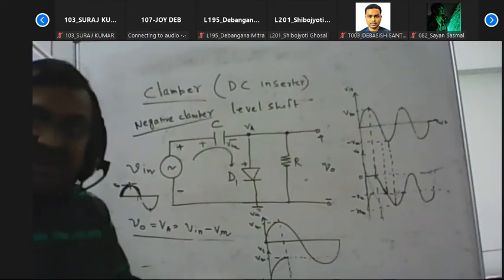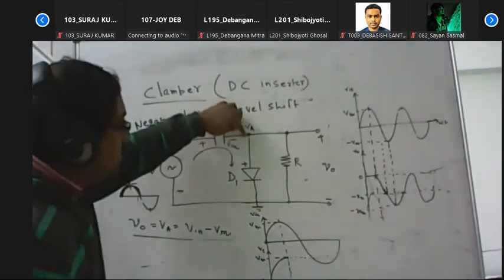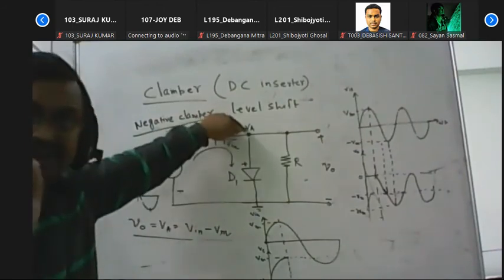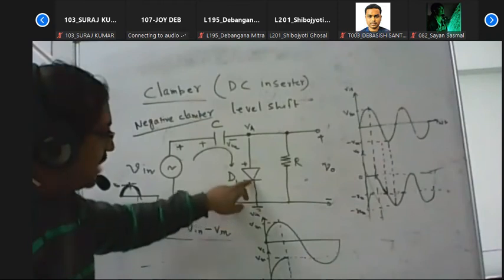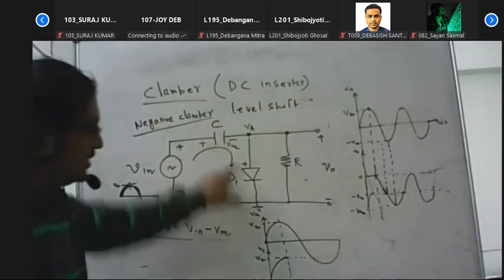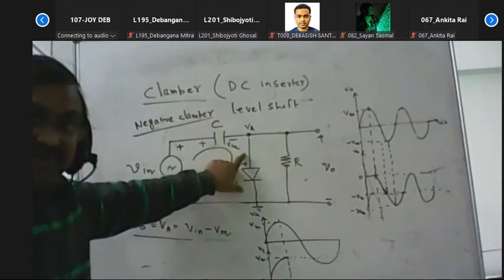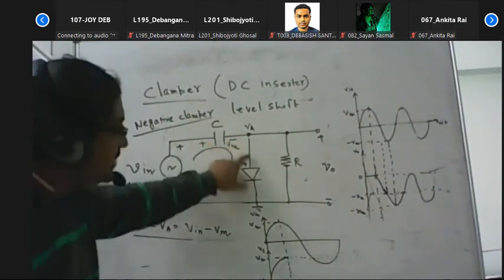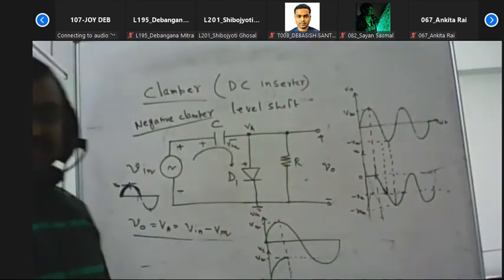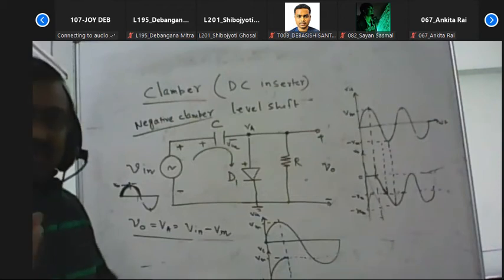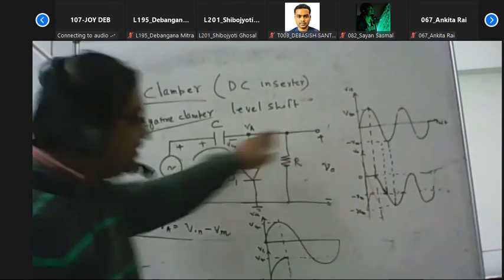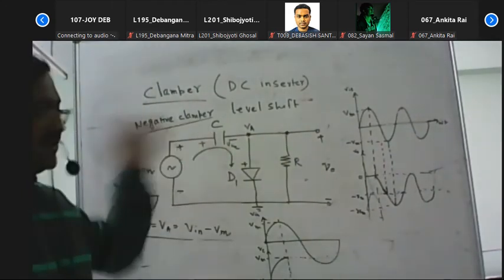If it is negative, then the anode terminal of the diode is connected with the negative voltage, and the cathode terminal of the diode is connected with ground. So what happens? This diode is in reverse bias condition. If it is reverse bias, it means it is open. So the voltage at that point is equal to Vin minus Vm.